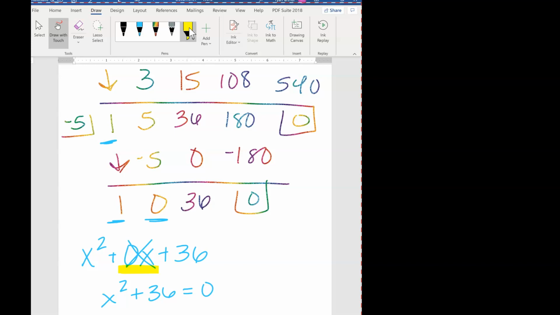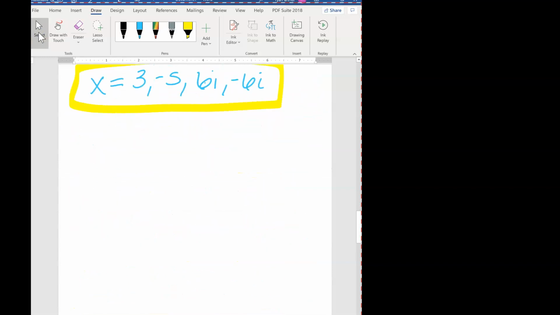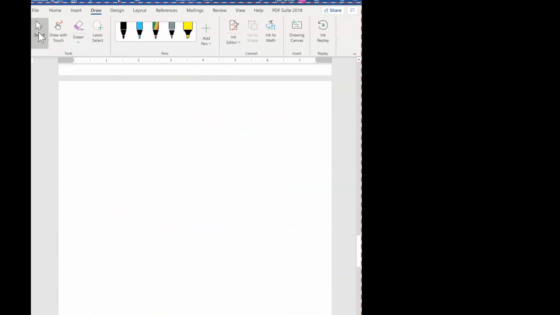All right, so we're going to do one more. We're going to do one more quartic. All right. So let's go to another fun color pen.